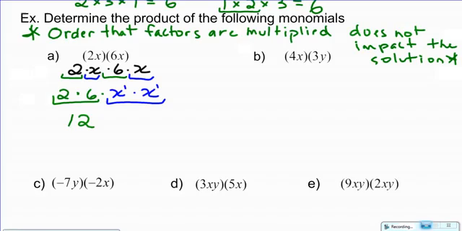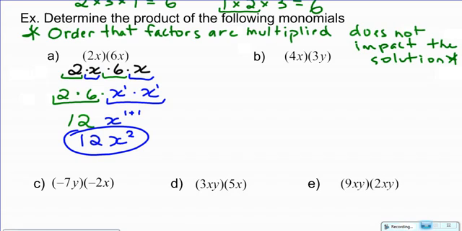Same base being multiplied, we add the exponent. So this is x to the power of 1 plus 1. So we end up with 12 times x to the power of 2, or 12x squared. And so we end up with one monomial in the end. Okay?